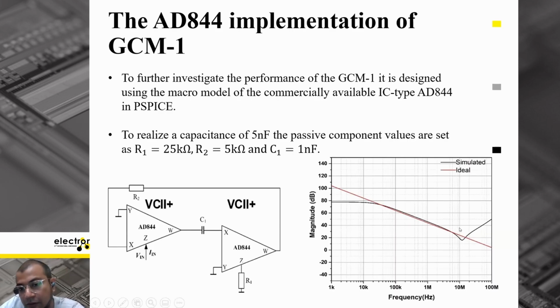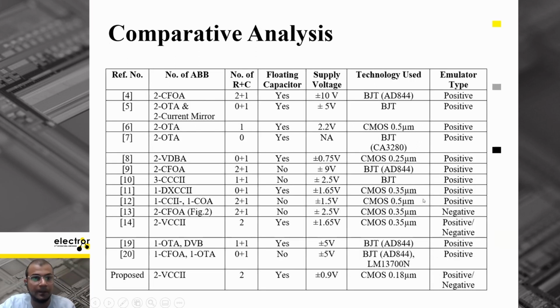So as you can see here also, we have taken capacitor C1 as 1 nanofarad, and R1 and R2 are taken to be 25 and 5. So we have designed it for a gain factor of 5. So the equivalent design capacitance will be 5 nanofarad.